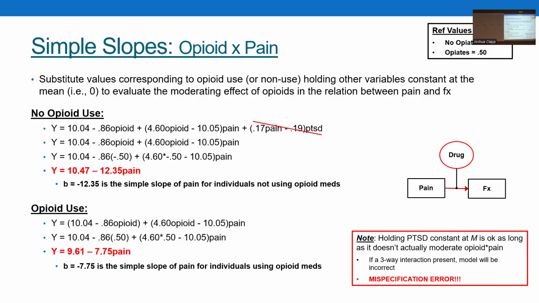So again, I want to note here that holding PTSD constant is going to be fine so long as that level of PTSD doesn't moderate opiate use times pain, right? If there is a three-way interaction, if levels of PTSD change the nature of that two-way interaction, then what we've got is a three-way interaction and some of my stuff's going to be off. We've got a specification error going on here. But as long as we don't have evidence of a three-way interaction, then we're good to go, okay?